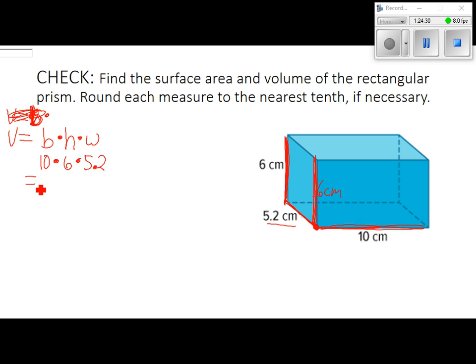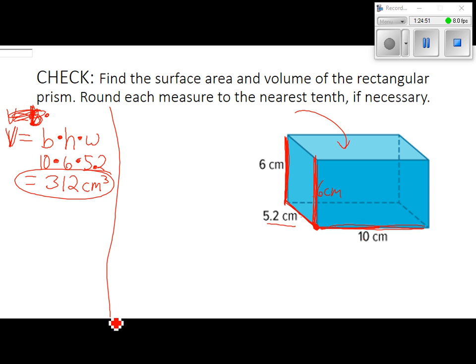So I grab my calculator, and I multiply them, and I get 312. And our units, since we're dealing with volume, that's how much will fit inside that shape. It's going to be centimeters cubed. So that's our volume. Now for surface area.